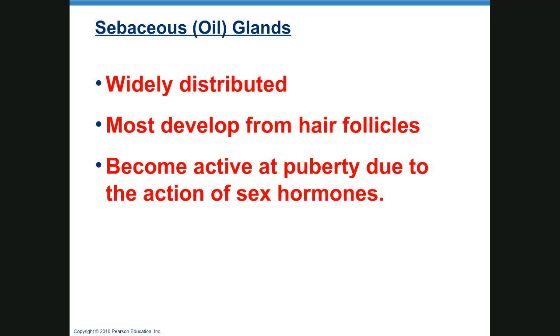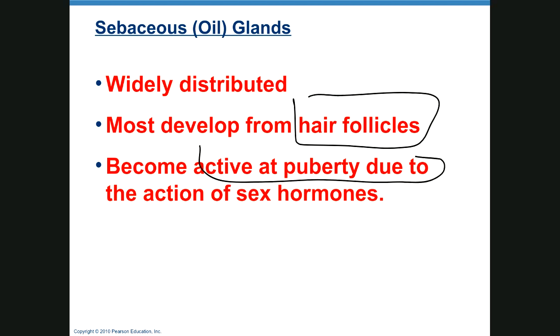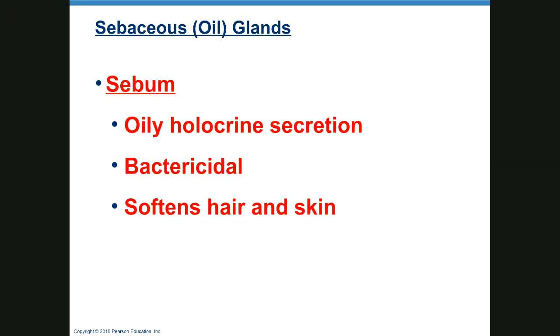Sebaceous or oil glands are found all over the body. Most of them are associated with hair follicles. They become active at puberty, again due to the actions of sex hormones. So testosterone and estrogen at puberty stimulate sebaceous glands and apocrine sweat glands. Sebum is the oil that these glands secrete. It is an oily holocrine secretion, meaning that the entire cell ruptures and is put out.